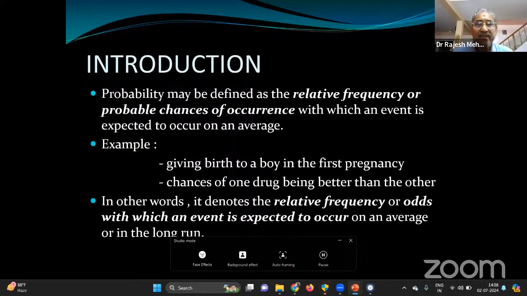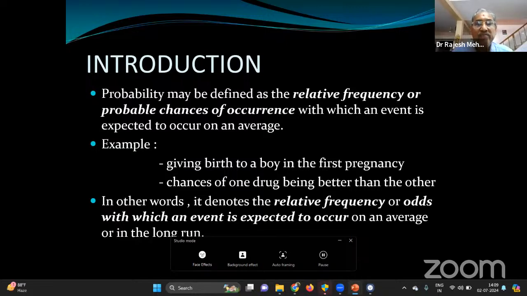And probability is defined as the relative frequency or probable chances of occurrence with which an event is expected to occur on an average. So, in short, we say that P is the probability of occurrence by chance, not because of some reason. Usually, what will be the P in general? But if there is some intervention, it may change. And that change is by chance or because of some reason that we want to detect.